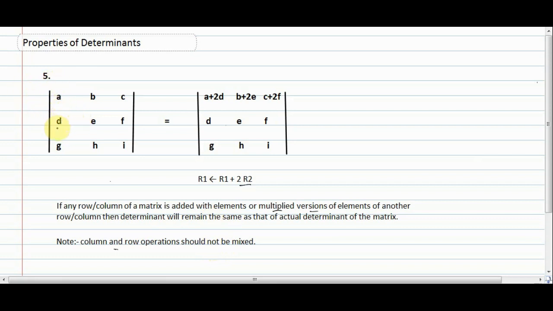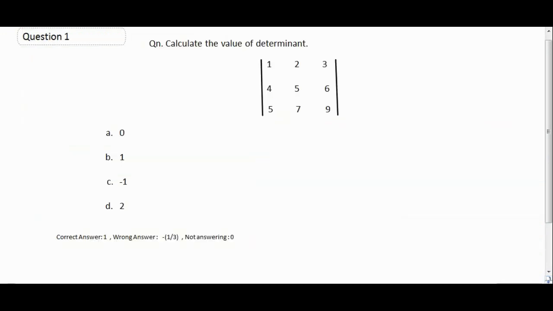Okay, so based on the properties we discussed, let's try to solve a few problems. Question number 1, calculate the value of the determinant. So here we have a matrix. We are asked to calculate the determinant value. We have 4 choices. Option A says 0, option B says 1, option C says -1, and option D says 2. So you may try this by yourself. Please pause the video and try to solve this by yourself. Try to make use of the properties we discussed just now.